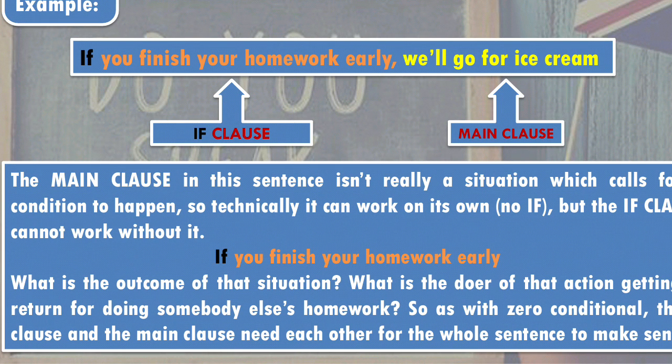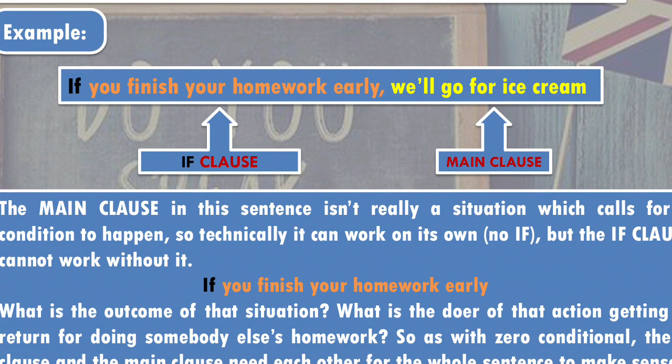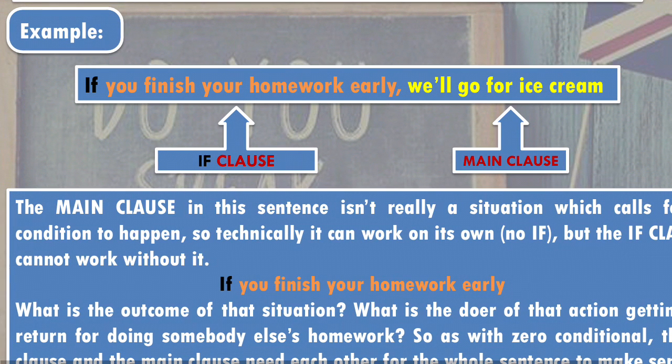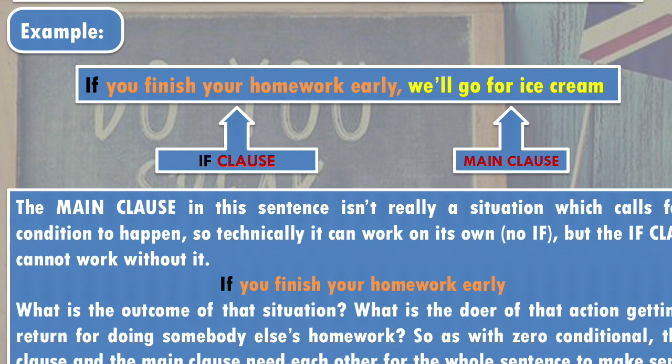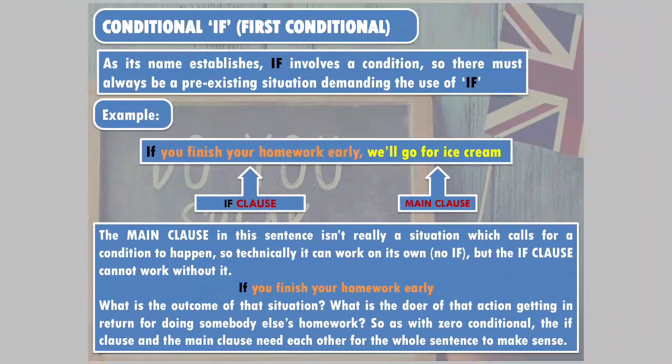And then we have that if we remove the main clause, it happens the same. Si remuevo la cláusula principal sucede lo mismo, porque no tengo ningún resultado que me dé a entender por qué yo quiero que alguien termine su tarea temprano. Si tú terminas tu tarea temprano, ¿qué sucede después de eso? So we need to pay attention that with this type of sentences, we always have the main clause and the if clause, because they need each other to make sense.